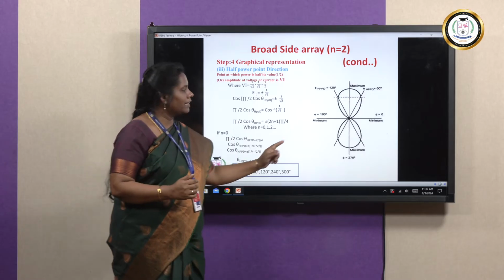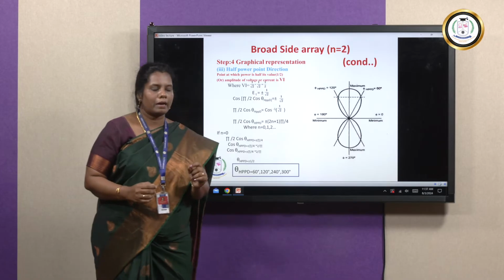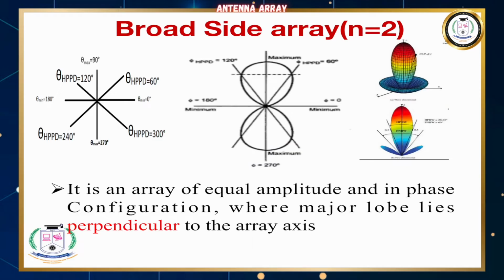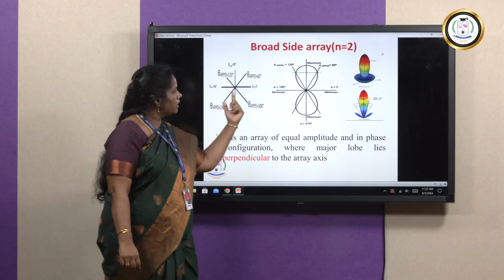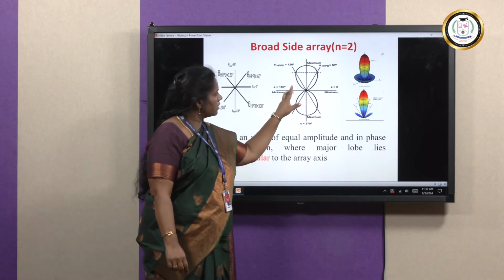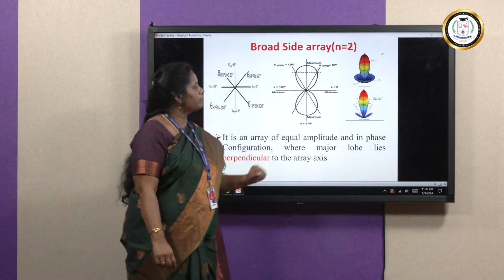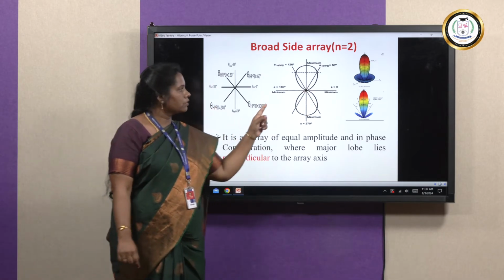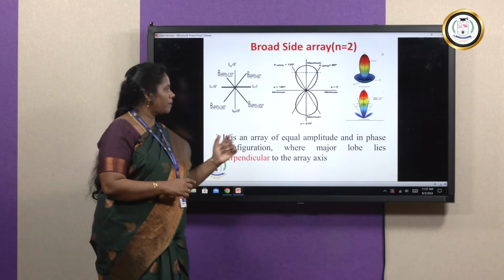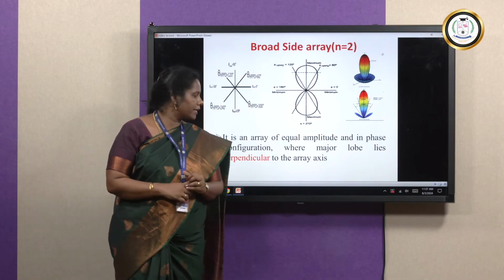So, this is the radiation pattern for equal amplitude and in phase direction. All the angles have been plotted: 0 degree, 60 degree, 90 degree, 120 degree, 180 degree, 240 degree, and finally 270 degree, for all the 360 degree directions. So, we get the broadside array. That is the bidirectional pattern. This pattern is said to be the bidirectional radiation pattern.